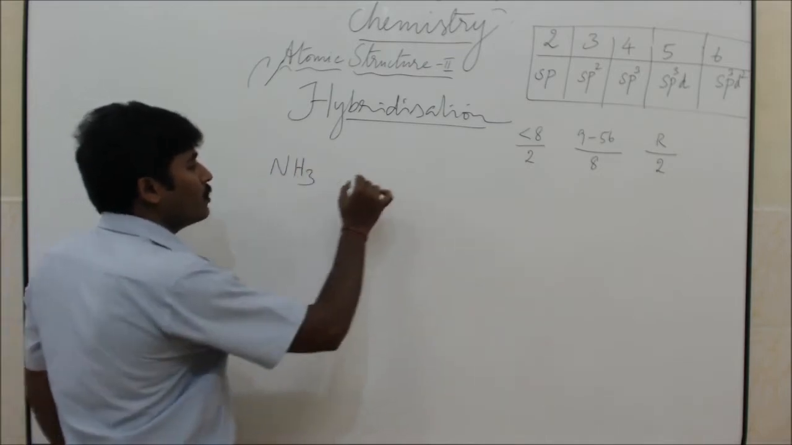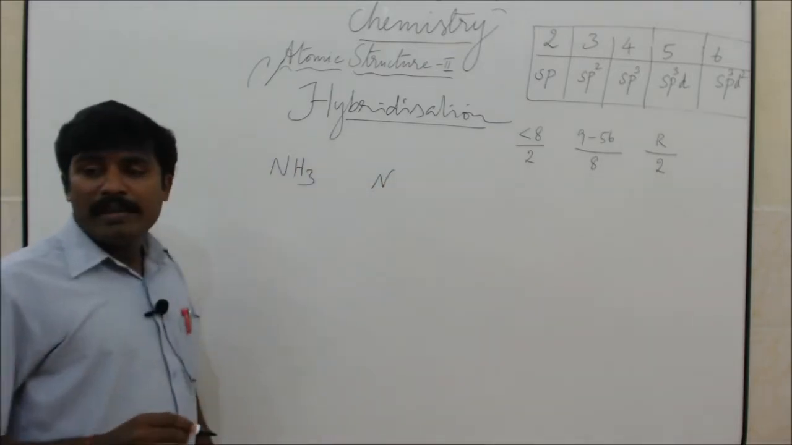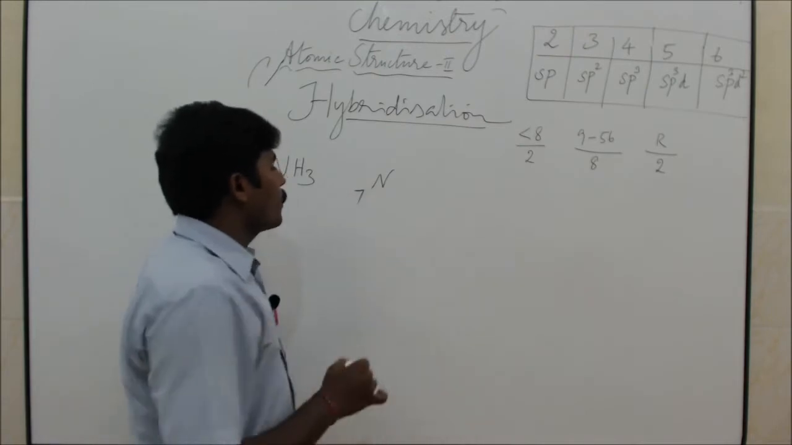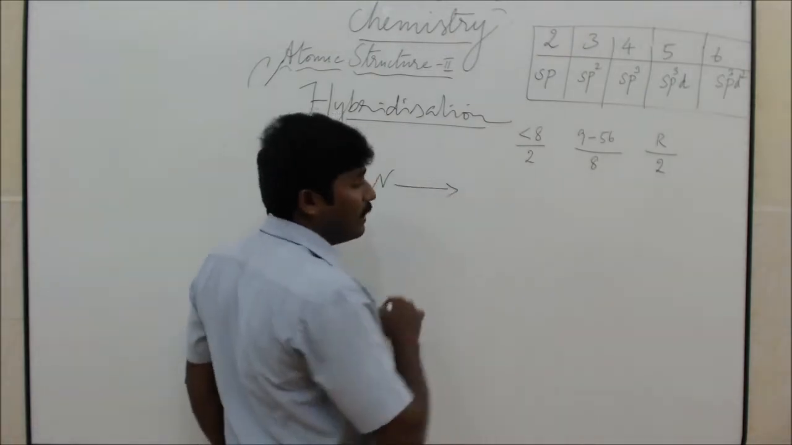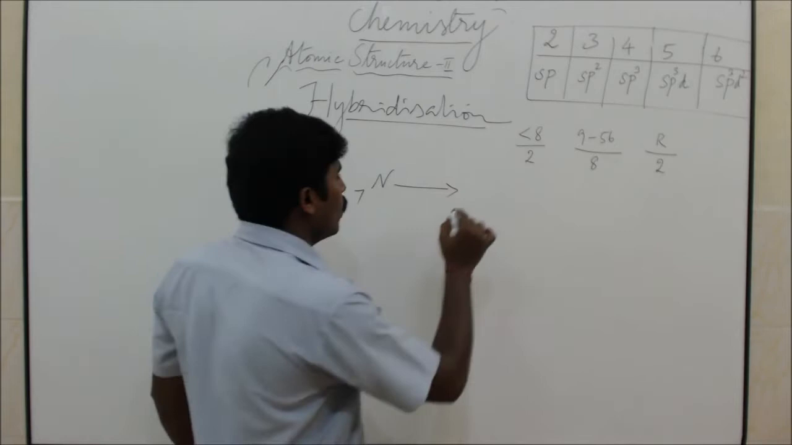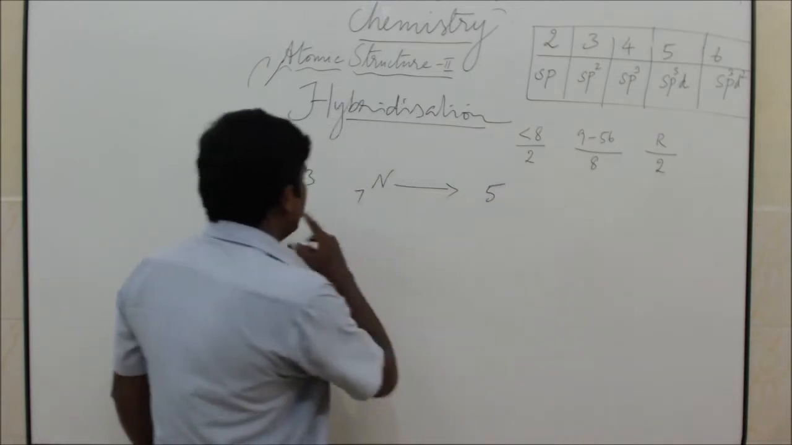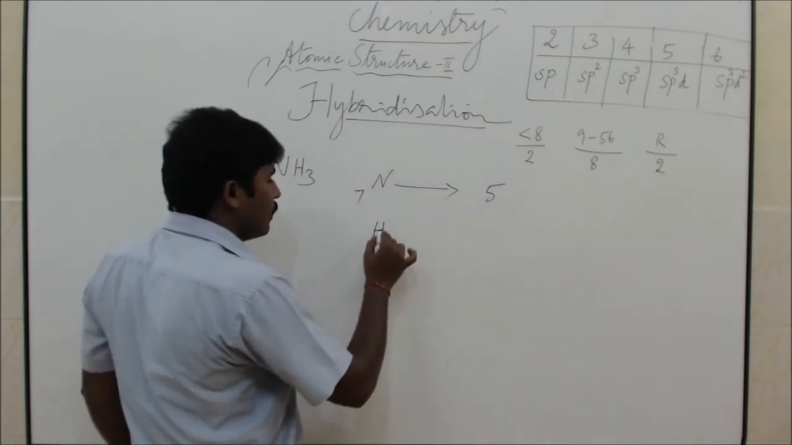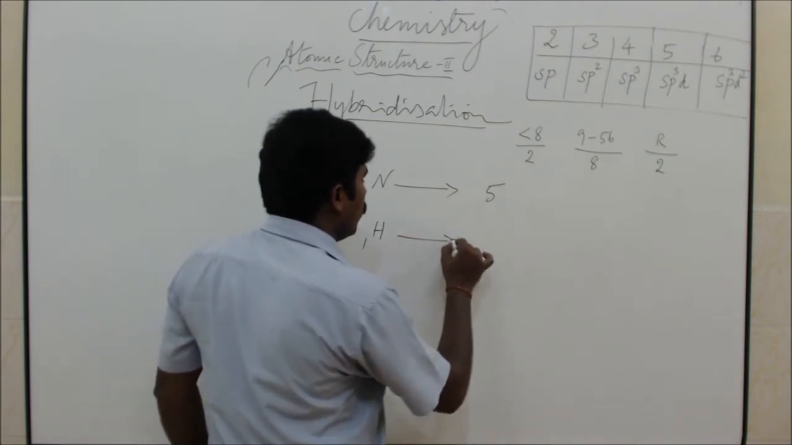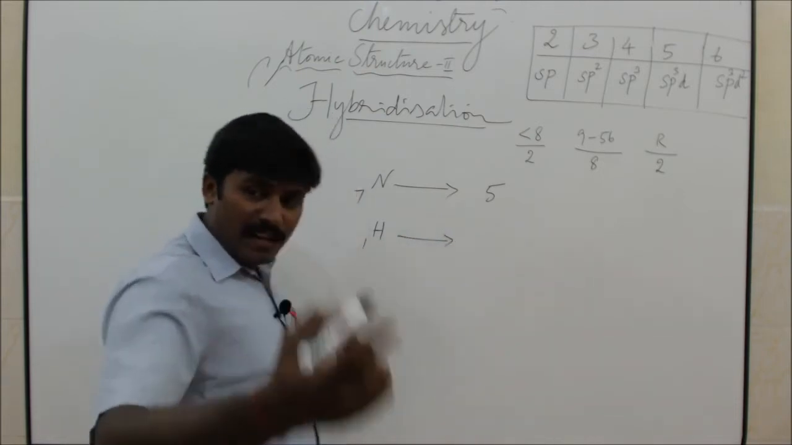NH3. First nitrogen atom. Atomic number of nitrogen is 7. So how many valence electrons are present in it? 2, 5. So you have 5 electrons. Then hydrogen. Atomic number is 1. So for one hydrogen, the valence electron is also 1.